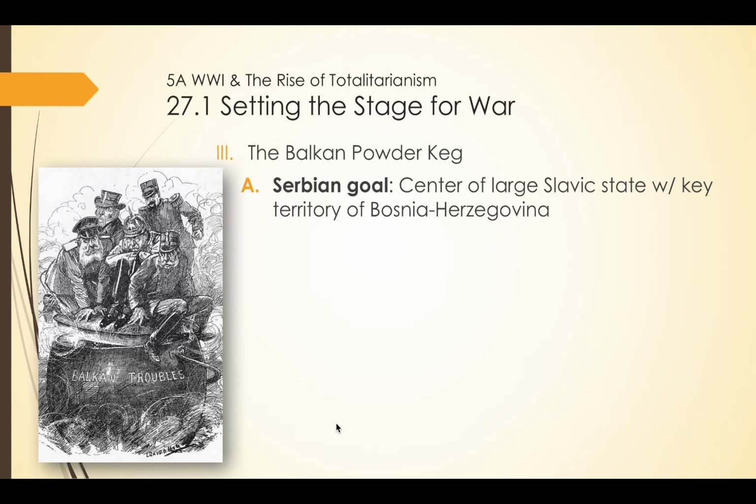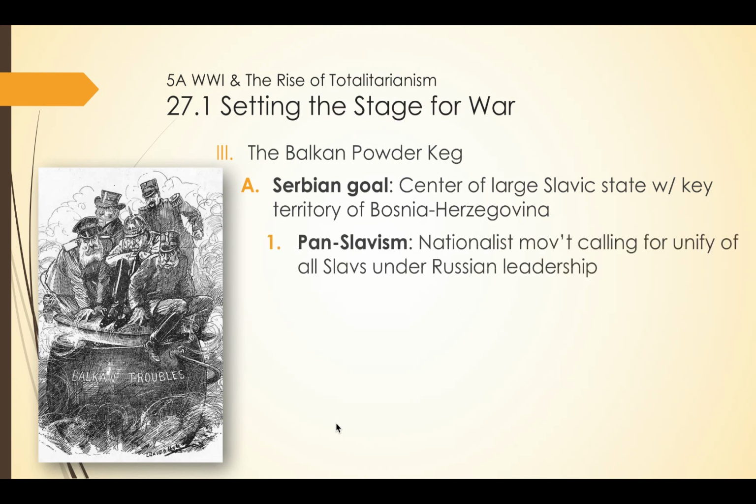A major source of tension came from Serbia in the Balkans. Serbia was a small, newly created country in 1878 that was comprised mostly of people with Slavic ethnicity. The Serbian people promoted a concept called Pan-Slavism, which was a nationalist movement seeking to expand the size of Serbia by creating a large Slavic state, so a country comprised of Slavic people.